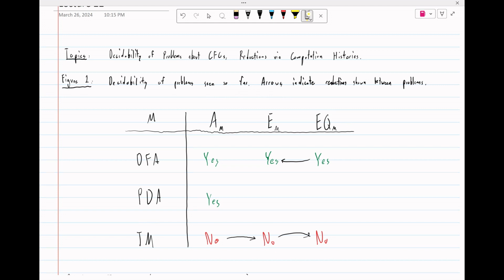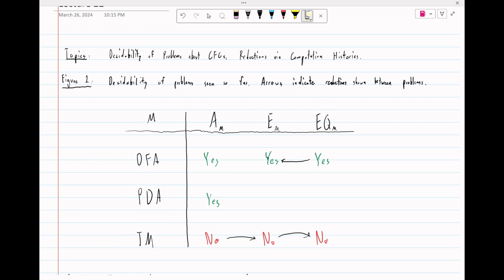The way we defined A_PDA, for instance, was a description of a PDA and a string, and you want to know, does the PDA accept the string? And A_DFA and A_TM are defined analogously, just with DFAs and TMs respectively. Then E was the emptiness testing problem: you just want to test if the language recognized by whatever machine you gave it is empty. And EQ, the equivalence testing problem, was where you give it two descriptions of computational models, DFAs, PDAs, TMs, or whatever, and you want to know if they recognize the same language.